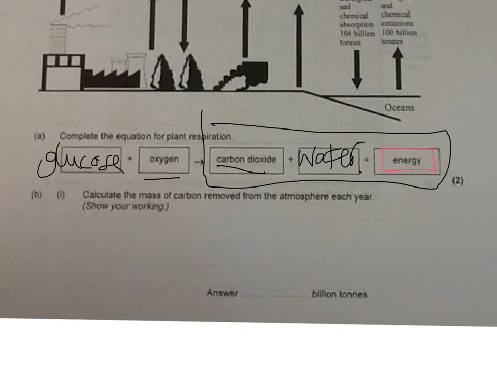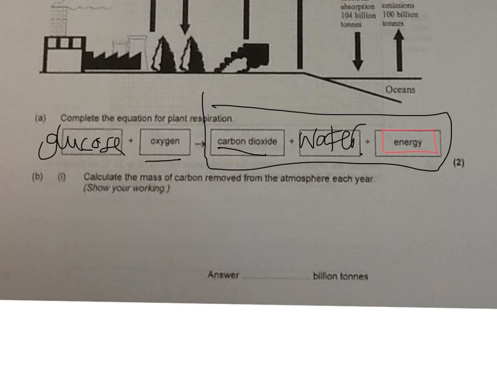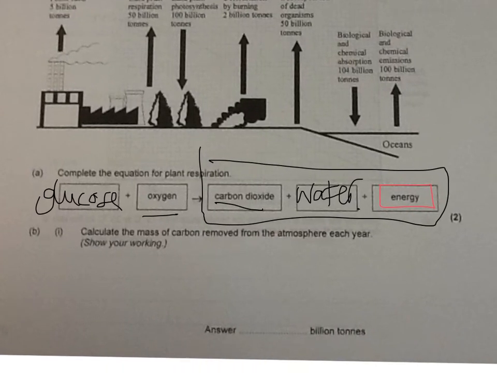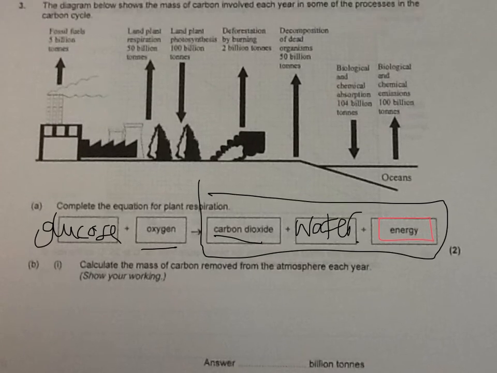Okay, so for B part 1, it says calculate the mass of carbon removed from the atmosphere each year, and it says to make sure you show your working. Not a difficult question, folks, but once again, people losing marks on them. Okay, so we scroll up to the diagram, and you can see on the diagram the different processes that are putting carbon dioxide into the atmosphere and taking it out of there. So we've got burning fossil fuels, that's putting it into the atmosphere, so that's shown by the arrow going forward.